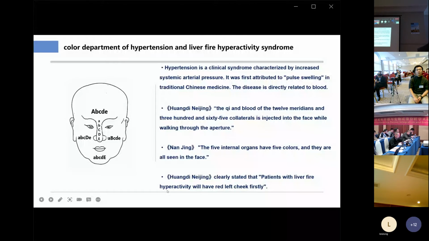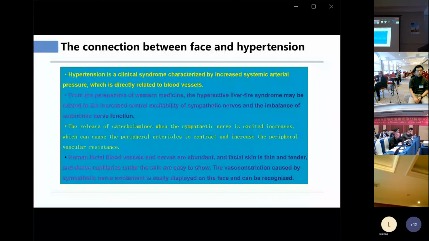From the perspective of Western medicine, hypertension is directly related to blood vessels, which is linked to the imbalance of autonomic nerve function. And human facial blood vessels and nerves are abundant, and facial skin is thin and tender, so the information is easily displayed on the face and can be recognized.